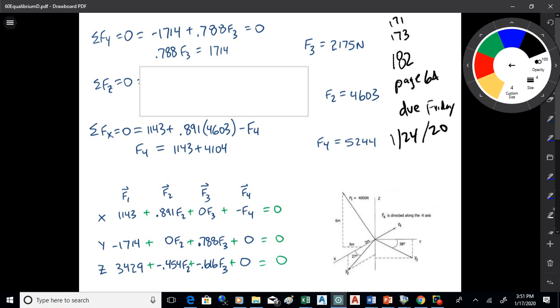What was the number again? The one I'm assigning right now is 182. It's on page 6A. So 182 is on page 6A, and then also 171 and 173. Good to go? Questions? You all right? Okay, it's all good.